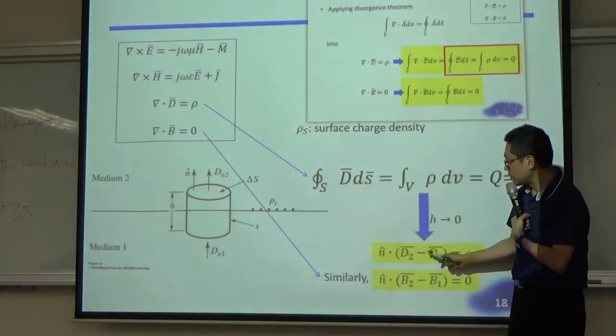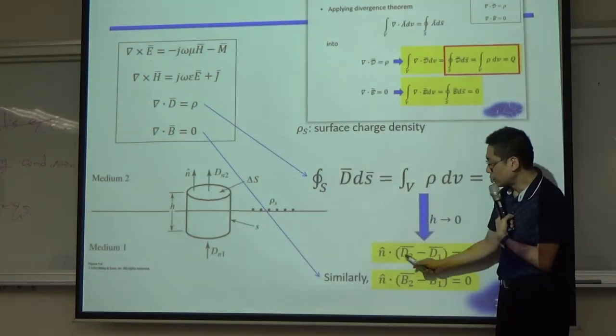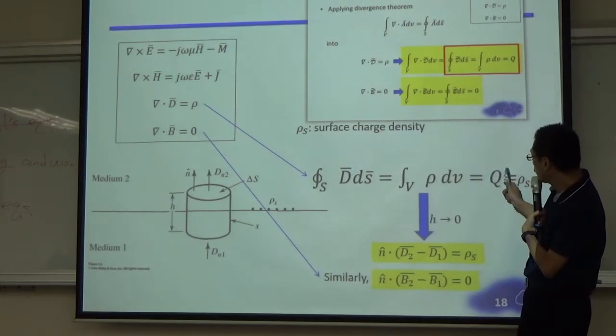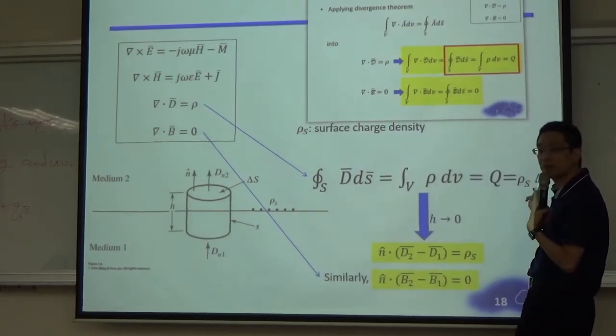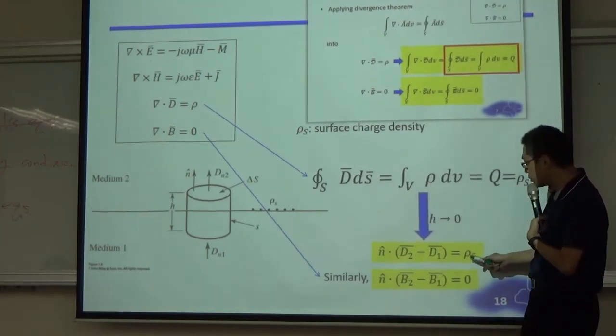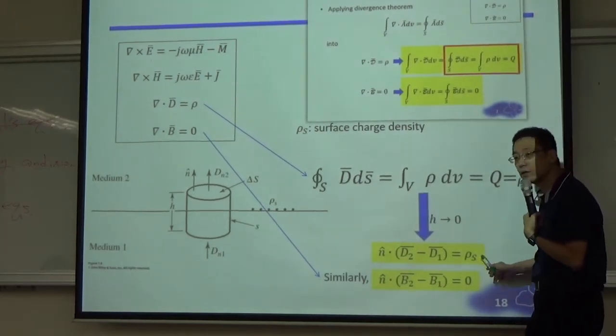So after all, you will obtain that (D2 minus D1) dot n will equal Q divided by the surface area, which is rho s. This is a current density.